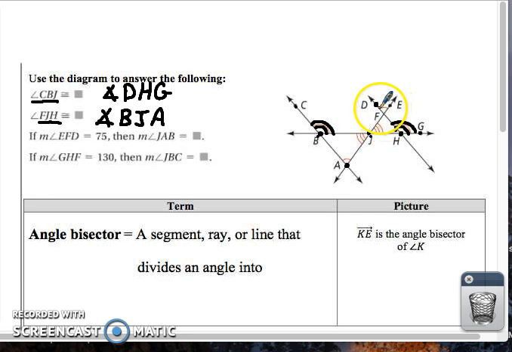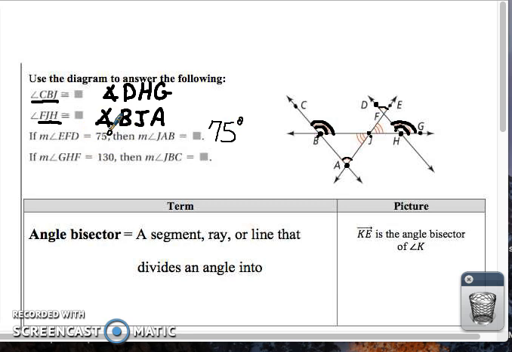EFD, hey, that's this angle right here. The measure of this angle equals 75, then the measure of angle JAB has to equal, well, let's look. One congruent mark there, one congruent mark here. Hey, they're equivalent to each other. So the measure of angle JAB has to be 75 degrees, and I left off degree symbols there. 75 degrees as well.